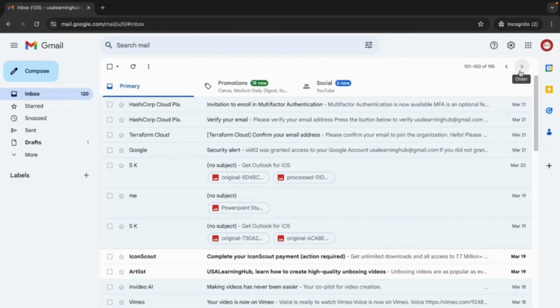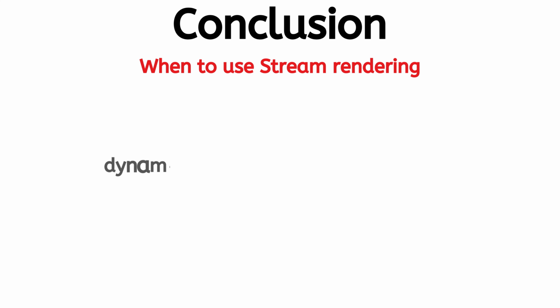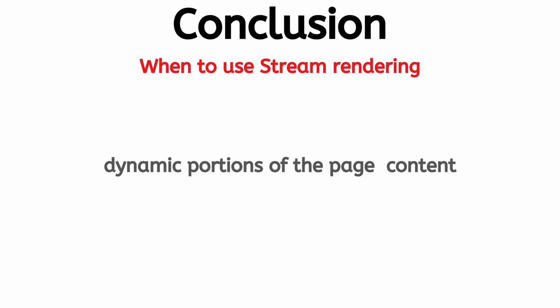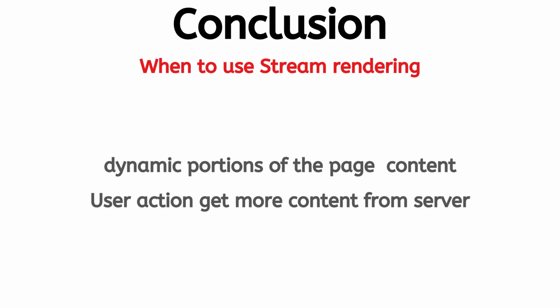So when do you use streaming rendering? If you have a web page where you want to display only portions of the page, and based on the user's navigation or interaction with the page, you want to display more content, then for this type of scenario you have to go for streaming rendering.